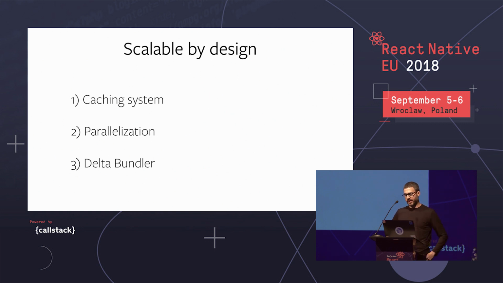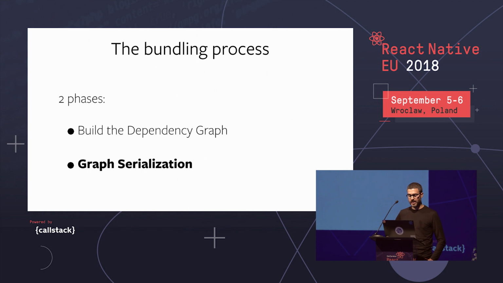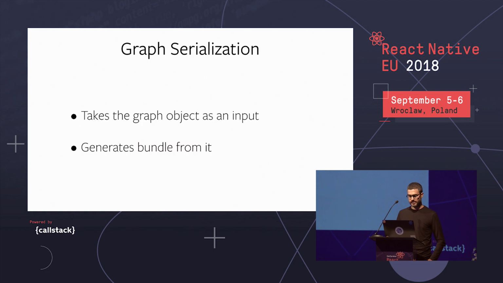So to recap, Metro has been designed to be fast and scalable. Our goal is to provide sub-second reload times, even for really large applications. And to achieve that, Metro uses these three techniques that I just described, which speed up the generation of the dependency graph. Now that we have the graph, let's see how the process of serializing it looks.